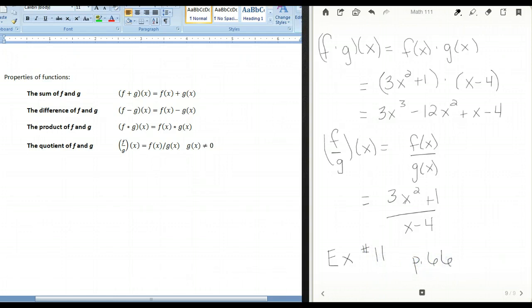Okay, so check out that example, and that finishes section 2.1 for us. Our next video is going to be on section 2.2, which talks about graphs of functions.